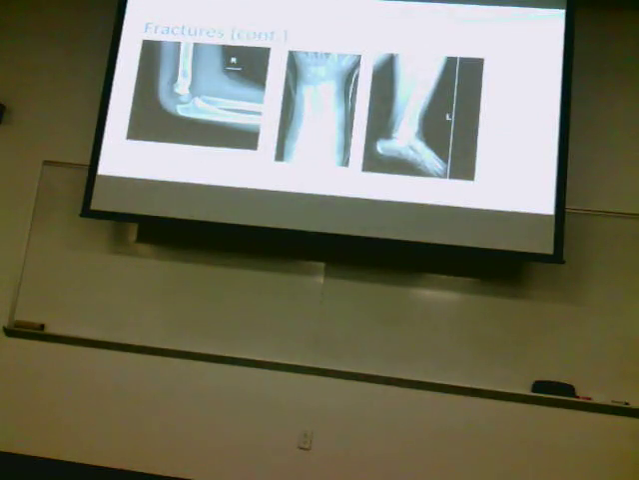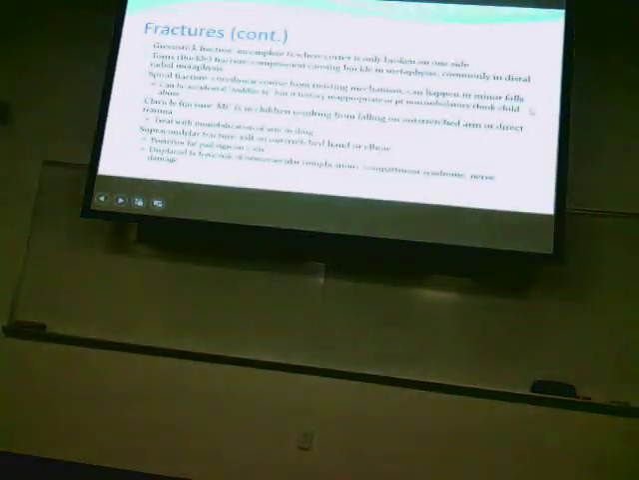And the one I have showing green stick is here. So you see this side's okay, but then you can see where it's broken on that radial side. And then the other one, torus or buckle fracture. This is going to be a compression fracture causing buckling in the metaphysis. You commonly see this in the distal radial metaphysis. I don't have a picture of that one.